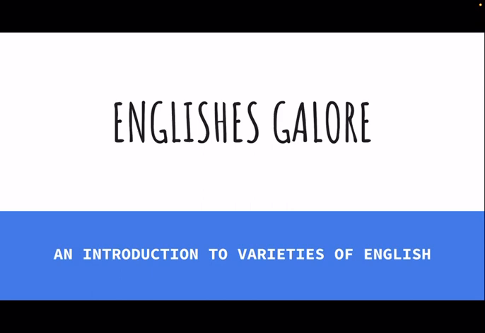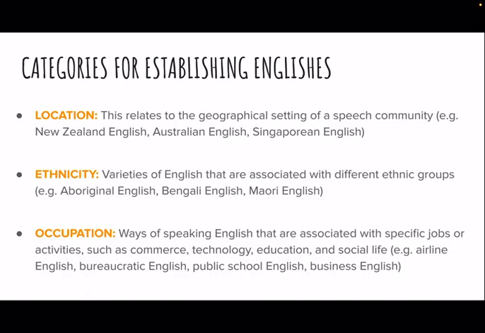Okay, we're going to have a quick look at varieties of English. So first of all, there are categories for establishing Englishes. So the first is location, and this relates to the geographical setting of a speech community. For example, New Zealand English, Australian English, Singaporean English.